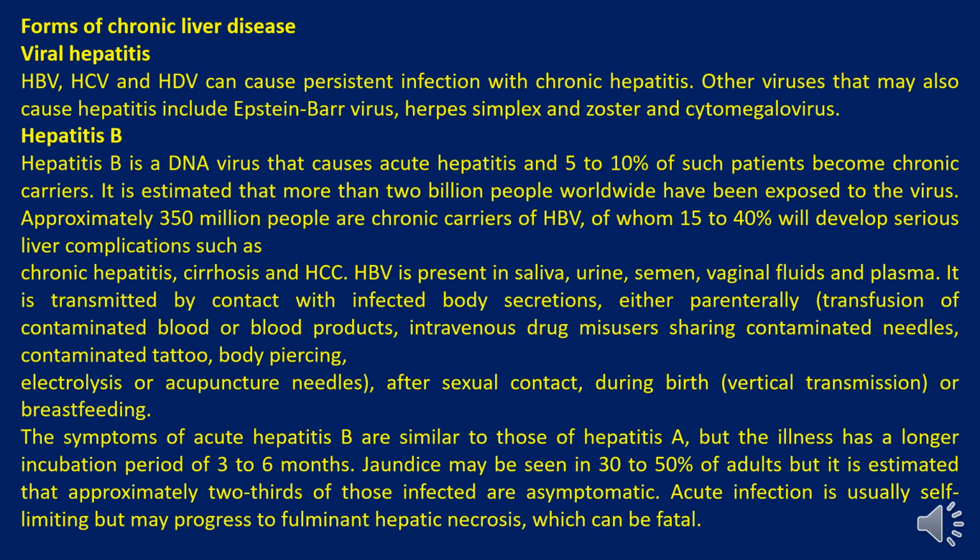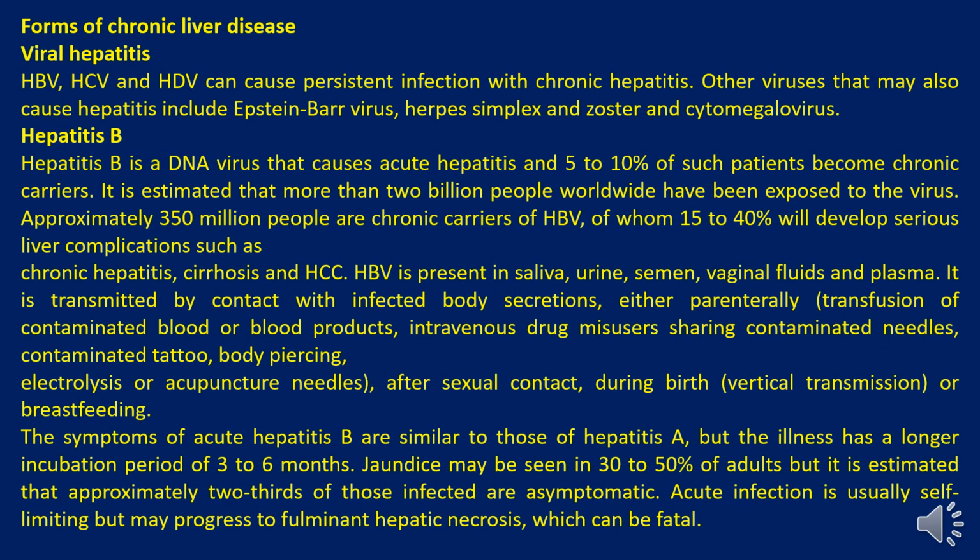Regarding hepatitis B, it is a DNA virus that causes acute hepatitis and 5 to 10% of such patients become chronic carriers. It is estimated that more than 2 billion people worldwide have been exposed to the virus. Approximately 350 million people are chronic carriers of HBV, of whom 15 to 40% will develop serious liver complications such as chronic hepatitis, cirrhosis and hepatocellular carcinoma. HBV is present in saliva, urine, semen, vaginal fluids and plasma.